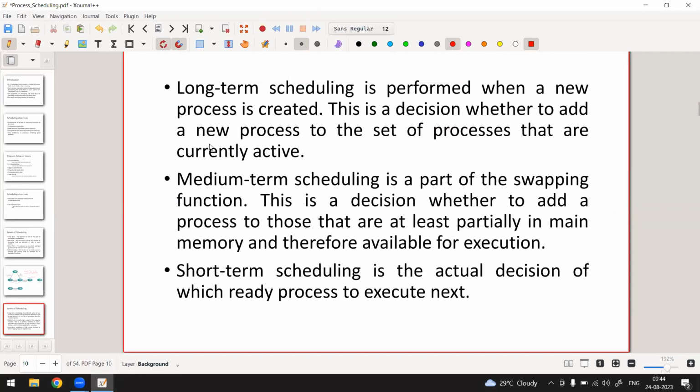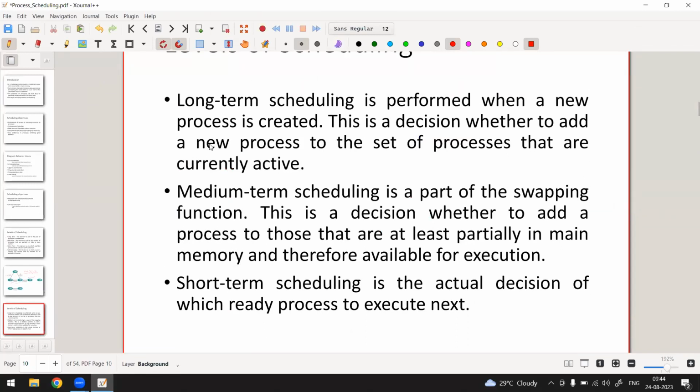So again, clarifying the schedulers. The long-term scheduling is performed when a new process is created, as I told you. This is the decision whether to add a new process to the set of executing processes or not, right? So whether you want to run your process or not. When you create a new process, you have to decide whether you actually want to execute this process or not. So it is dependent on the long-term scheduler.